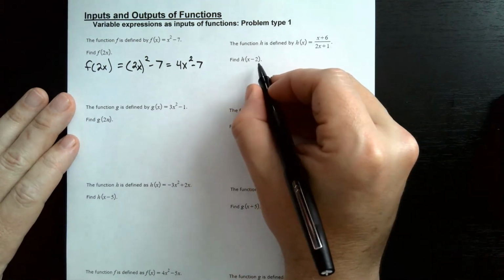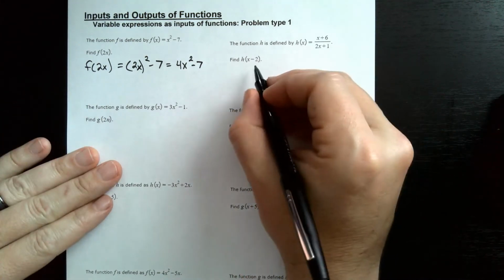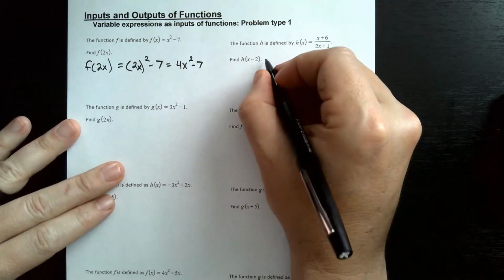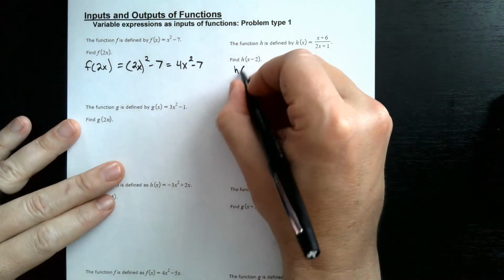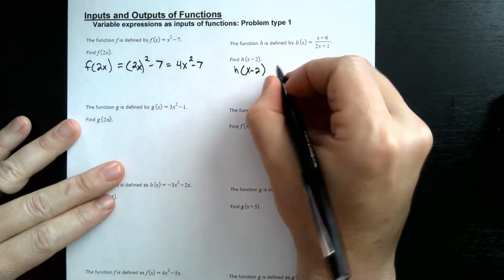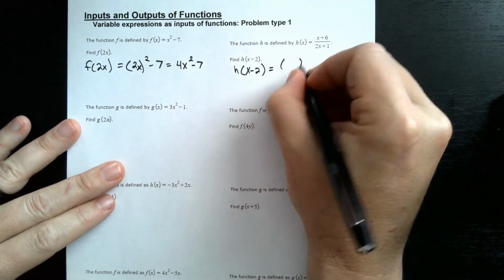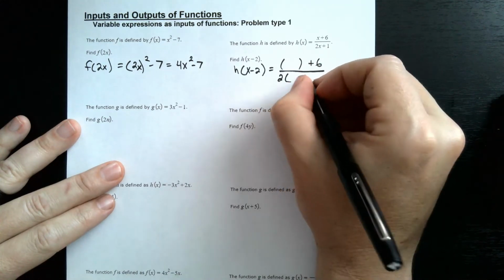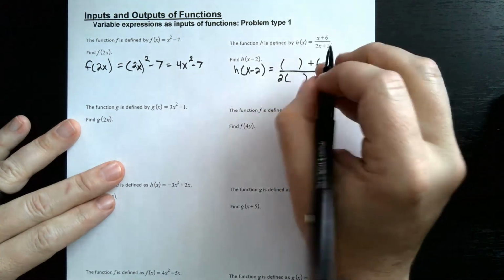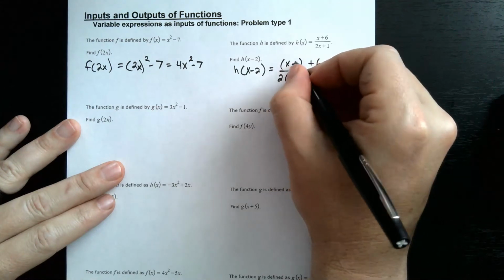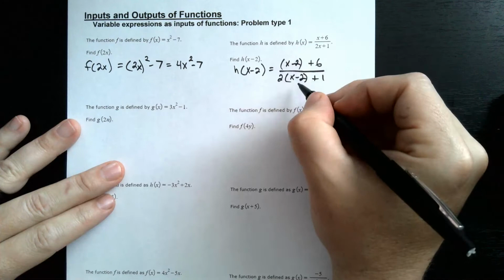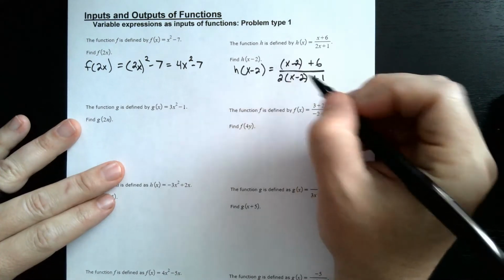It says in place of x, we're going to put x minus 2. So h of x minus 2. Everywhere I have an x, I'm going to put a parentheses. On the bottom I have 2 times parentheses plus 1. So I'm going to replace it with x minus 2 in both cases. This is where the x went. Instead I wrote parentheses and whatever's on the inside there.